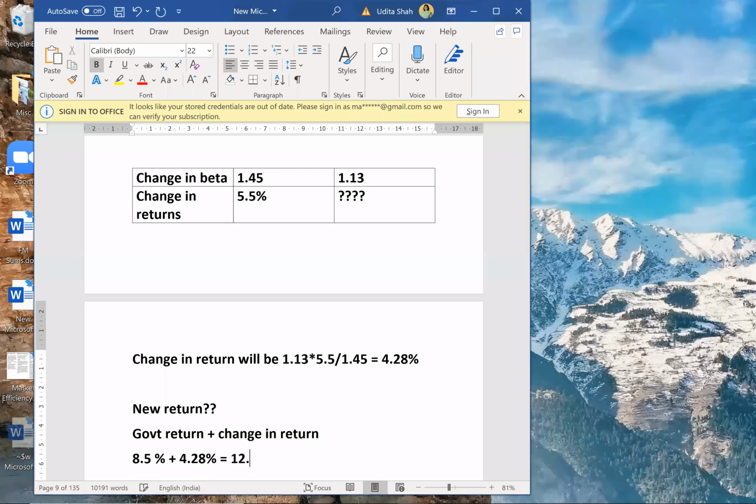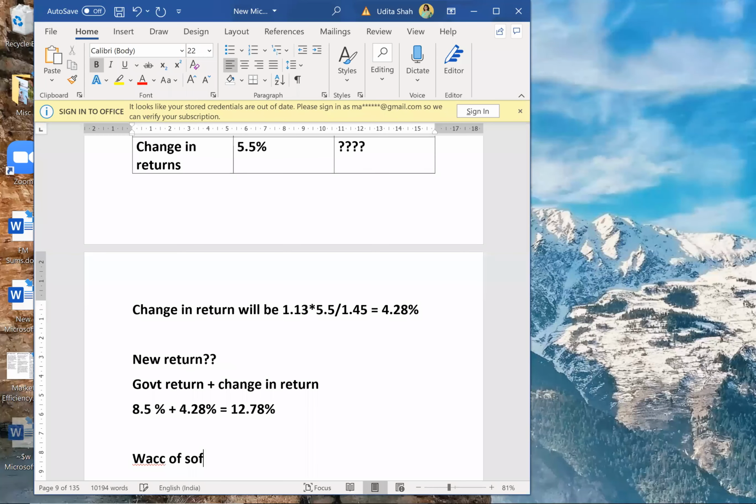So WACC of software industry is 12.78%. And that I'll call it as what? That I'll call it as risk adjusted discounting rate. That will be called as my RADR.